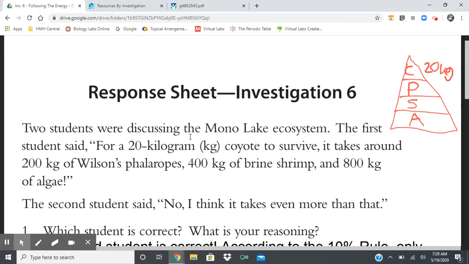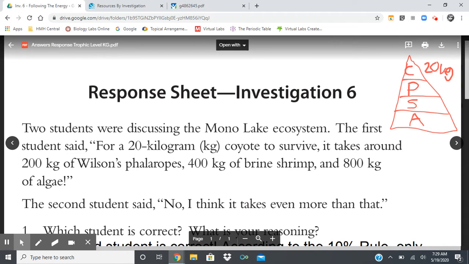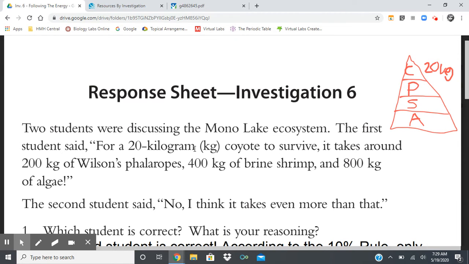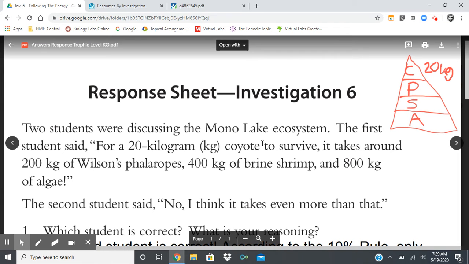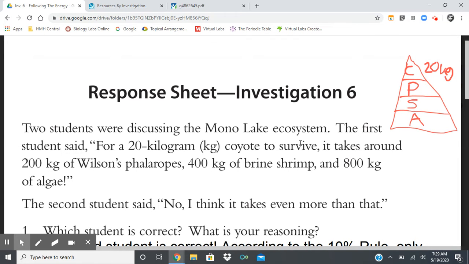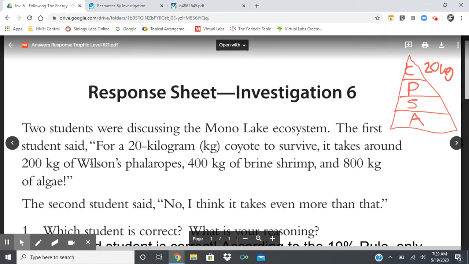And after discussing the biomass pyramid, two students say, oh, if you had a 20 kilogram coyote, remember we're talking about biomass, how much meat and muscle, the mass of the organism. A 20 kilogram coyote is about 44 pounds. For that one to survive, it would have to eat around 200 kilograms of Wilson's phalaropes. That's numerous birds, hundreds and hundreds of birds.